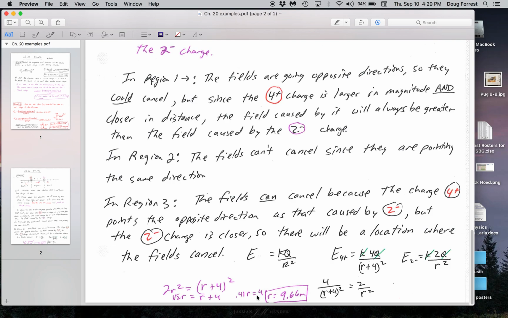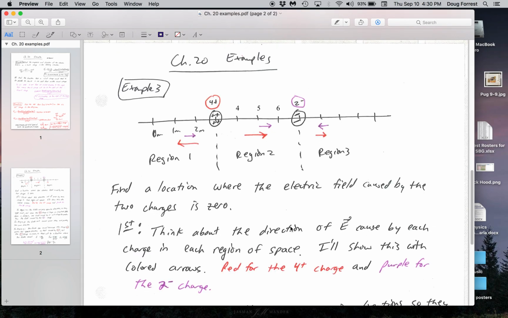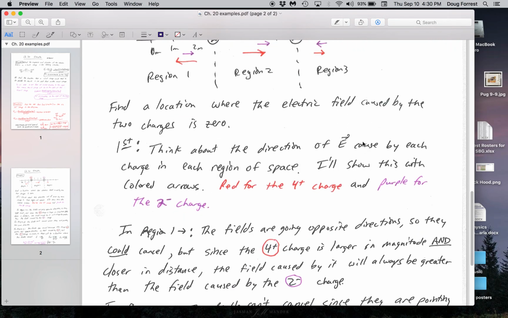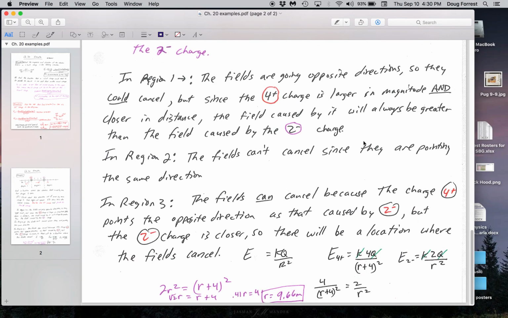In this case, 0.41 r equals 4. So hold on, I did not bring my calculator with me. Give me a sec here. So 4 divided by 0.41. Oh, I got a little bit different answer. I must have rounded or something like that. So again, it equals about 9.66 meters. So somewhere 9.66 meters to the right of this location. So hopefully that makes sense as to how we would solve that.